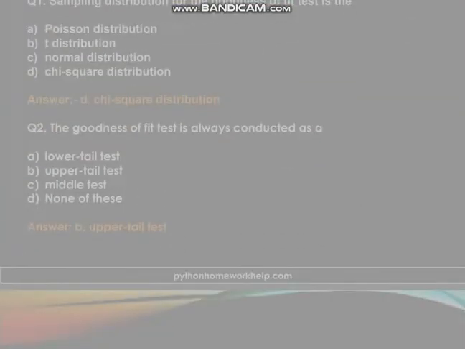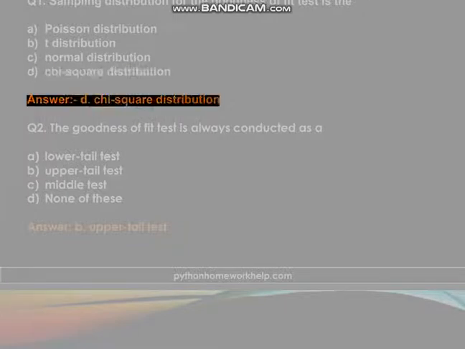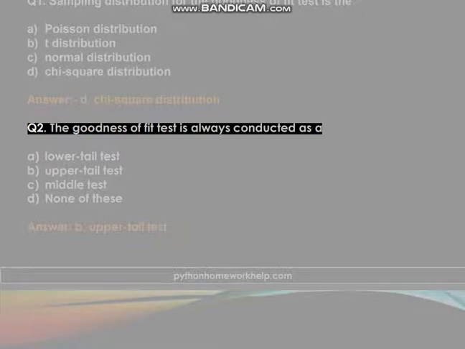Q1. Sampling distribution for the goodness of fit test is the A. Poisson distribution, B. T distribution, C. Normal distribution, D. Chi-square distribution. Answer D. Chi-square distribution.